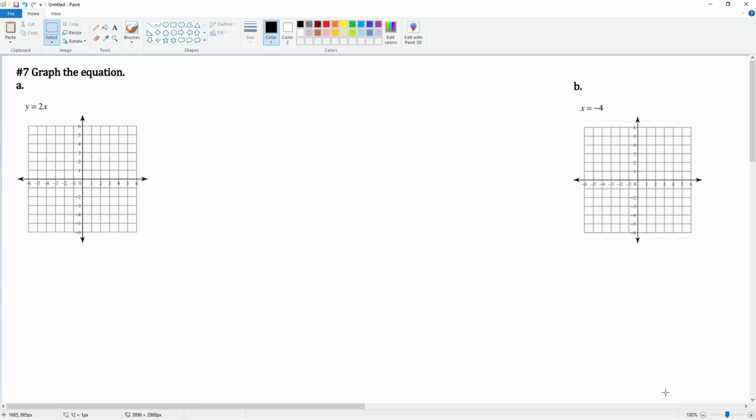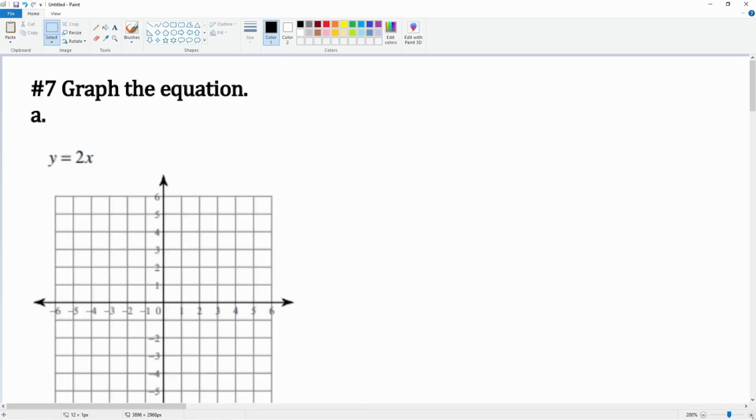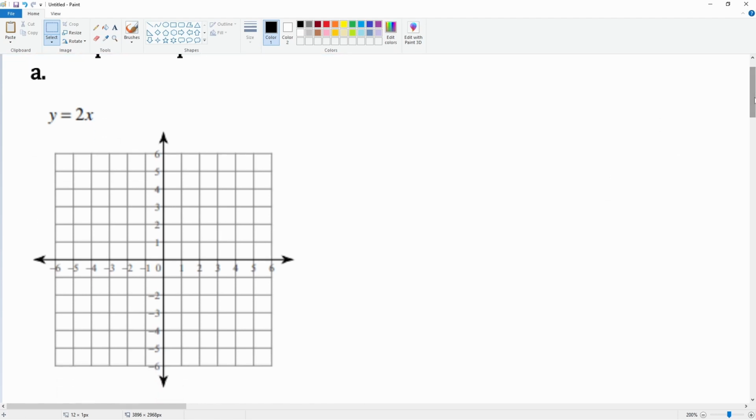Number 7 here, we are looking to graph, right? Again, we still have to make a chart, okay? So the chart here is right here. We just need two values. We always like to start with 0.